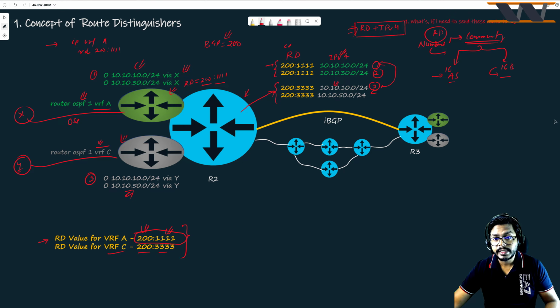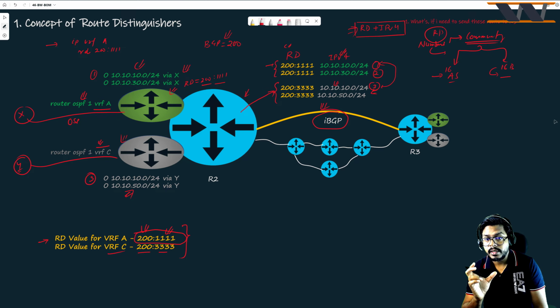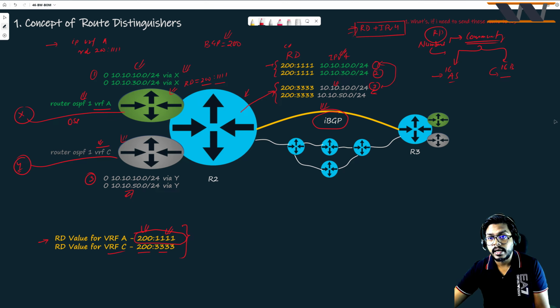And if a protocol is capable of doing that, that is not the normal protocol, because now it is not taking IPv4 routes, guys. It is taking RD plus IPv4 routes. And we call this RD plus IPv4 route a VPNv4 route.